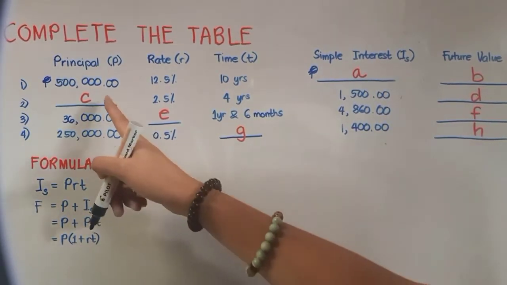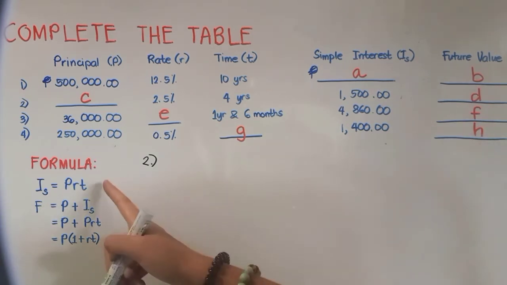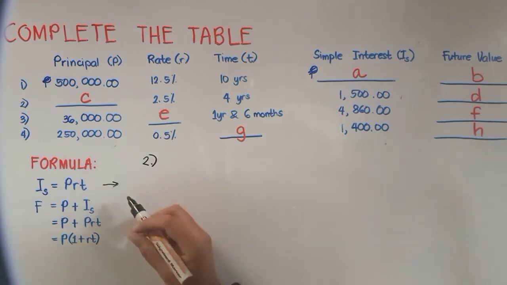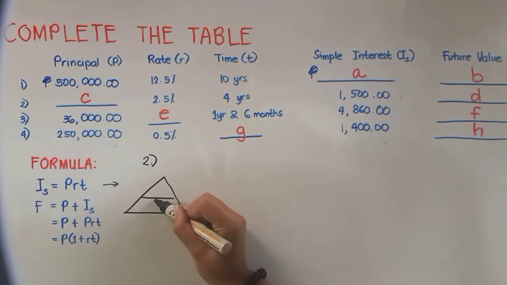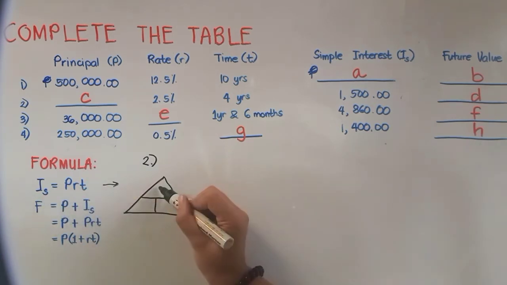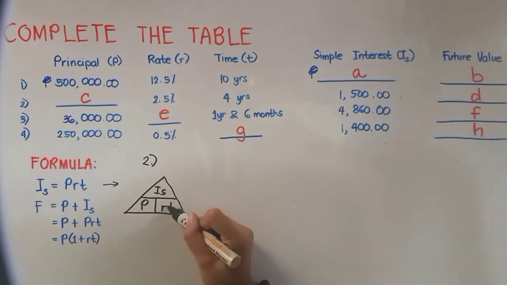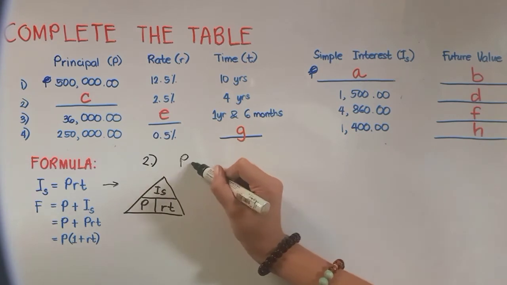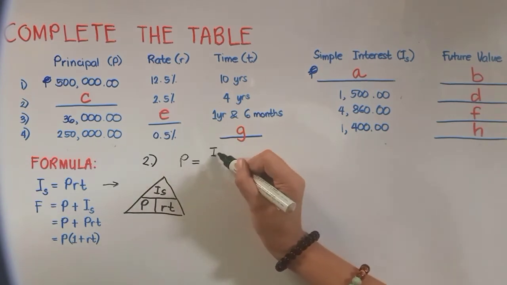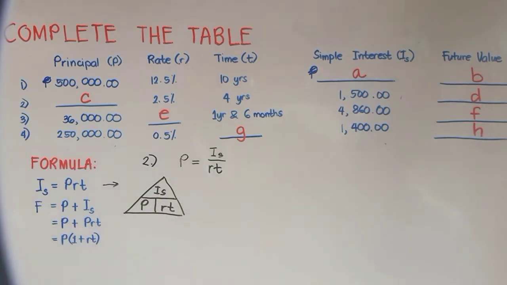And now let us move on to getting number 2. Let's start with letter C. Letter C is a principal amount, and as you can see, there's no formula here, so we have to convert. Using this triangle method here, we will be writing our simple interest on the upper portion and then P, RT, or the other spaces. As you can see, to get the value of our principal, we have to divide our simple interest by R times T.